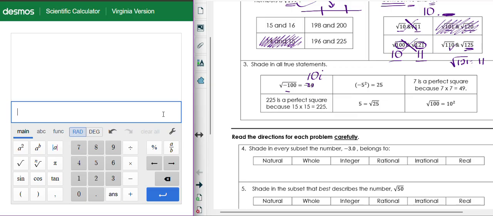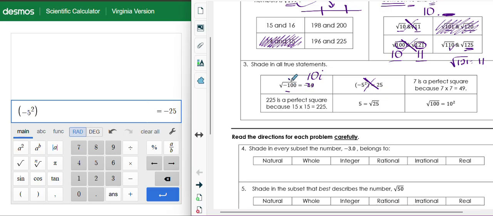On the second one, I'm going to type that exactly like I see it into the calculator. Negative 5 squared. The negative 5 and the squared part are both in the parentheses. So that's going to come out as a negative 25, not positive 25. So I'm ruling those two out so far. Third one says 7 is a perfect square because 7 times 7 is 49. Well, no, that makes 49 a perfect square, not 7.